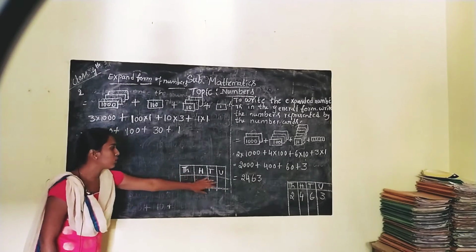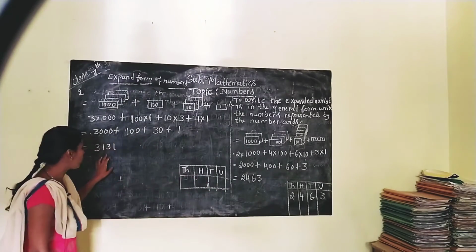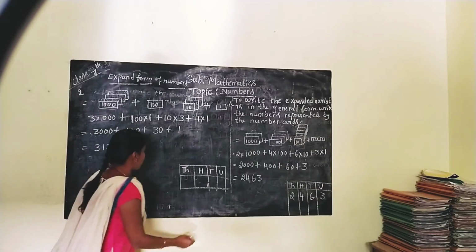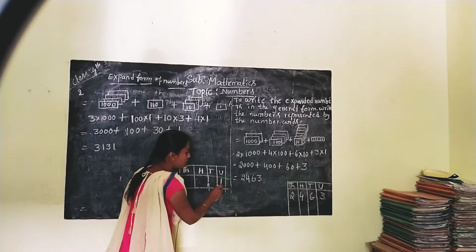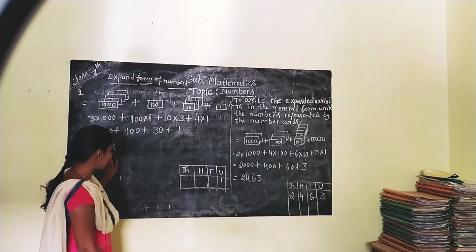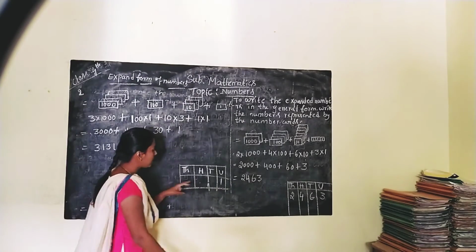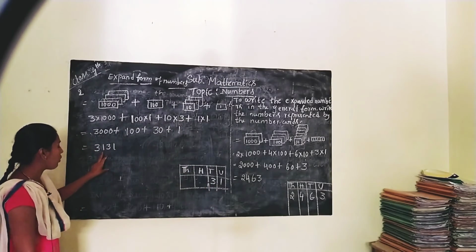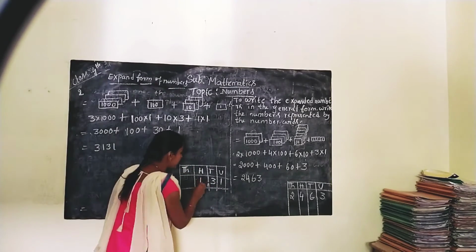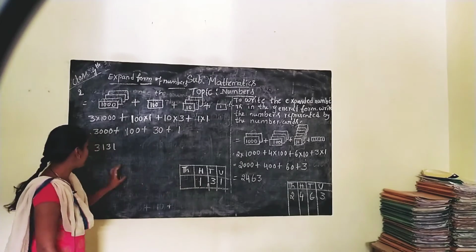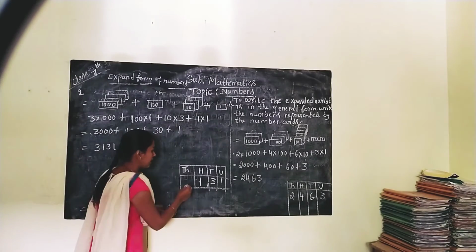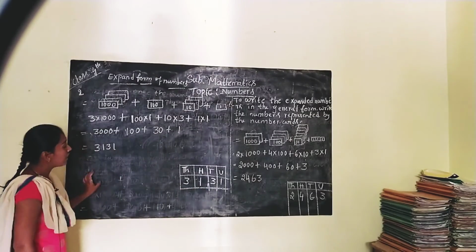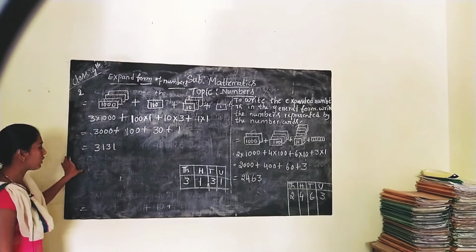1 is unit place, 3 is tens place, 1 is 100 place, 3 is 1000 place. We have to write the place value chart. Unit place is how much? 1. We have to write 1. Next, tens place is how much? 3. We have to write 3 in tens place. Next, 100 place is how much? 1. We have to write it in 100 place. Next, 1000 place is how much? 3. We have to write it in 1000 place. 3131. Understood, children? This is given in expanded form. We have to write general form.